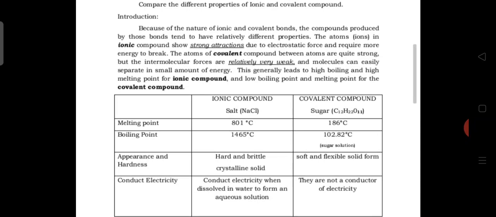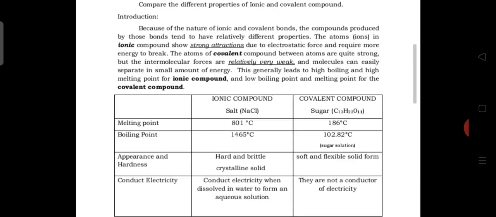Okay, so compare natin yung melting point nila. Sa NaCl or salt, we have 801 degrees Celsius. While for sugar, we have 186 degrees Celsius. So, yung melting point kasi, yun yung point na kung saan natutunaw na, no? From solid, nagiging totally liquid na yung isang substance. So, pansinin natin, alin yung mas mataas yung melting point.